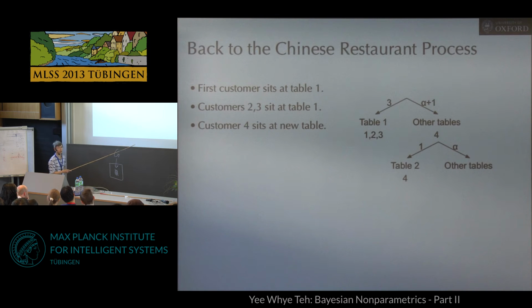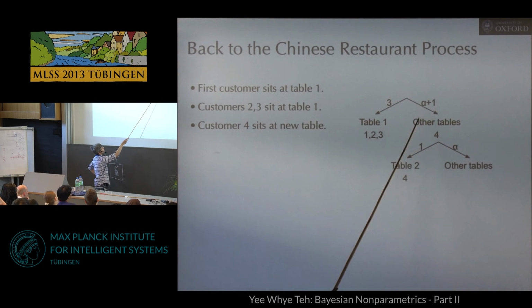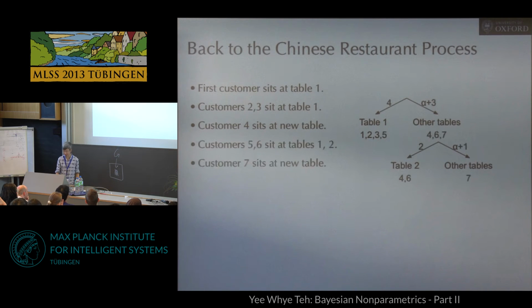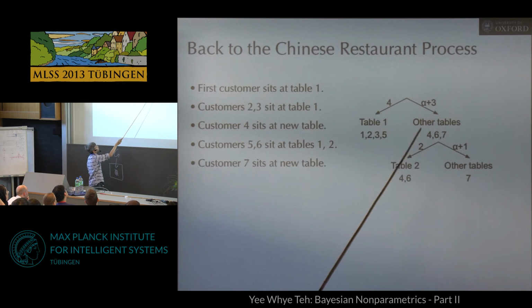The distribution for customer 5 at this point is to sit at table 1 with probability proportional to 3, and at some other table with probability proportional to alpha plus 1. Then if it sits at another table, the probability of sitting at table 2 is proportional to 1, and at a new table is proportional to alpha. We can repeat this. Let's say 5 and 6 sit here, and 7 sits there. Now the counts get updated. So we have 4 here, alpha plus 3 here, 2, and alpha plus 1. And we just repeat this.